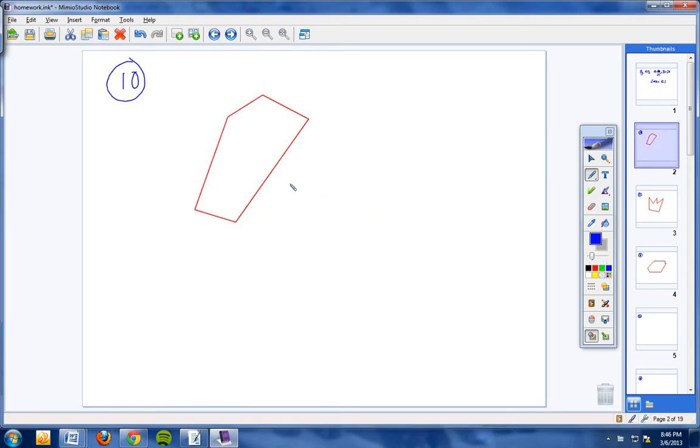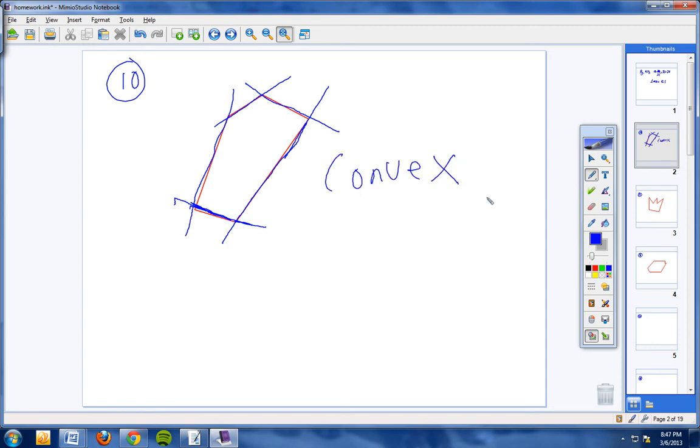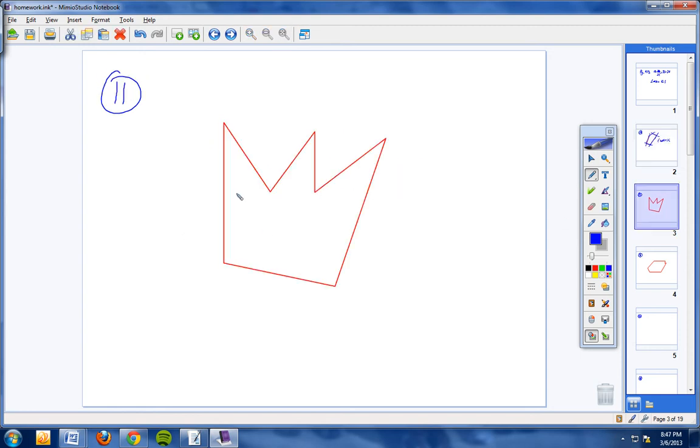This is number 10. All right, number 10, is that convex or concave? Well, if we extend all of the sides, none of them will go inside the polygon, unless you're a really bad drawer, which I definitely qualify. And so if none of the sides go on the inside, it is convex. So number 10 is a convex polygon. Oh, this will be easy.